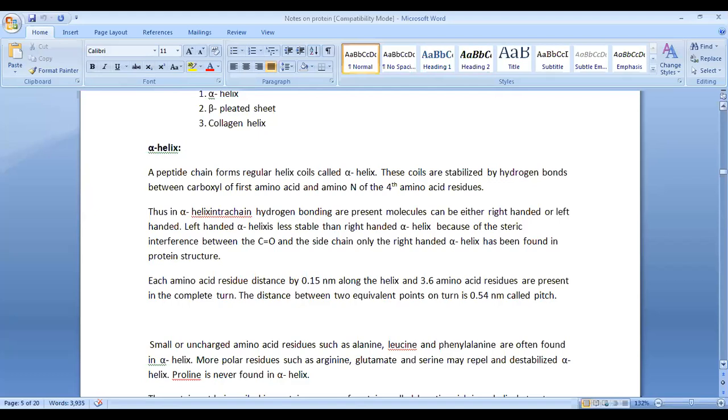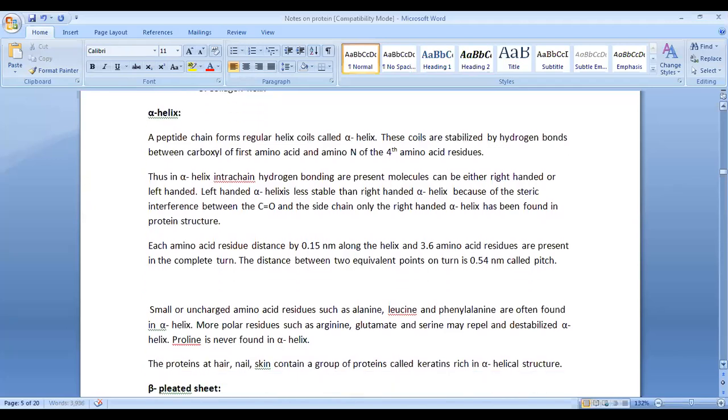Thus, in the alpha helix, I said to you, intra-chain hydrogen bonds are present, okay, between the carboxyl group and the amino group, with the right-handed alpha helix. And each amino acid residue distance is 0.15 nanometer, and I said there are 3.6 amino acids per turn. Then how will be the total length? 5.4 angstrom, or if you say nanometer, then 0.54 nanometer, because 10 angstrom means 1 nanometer.